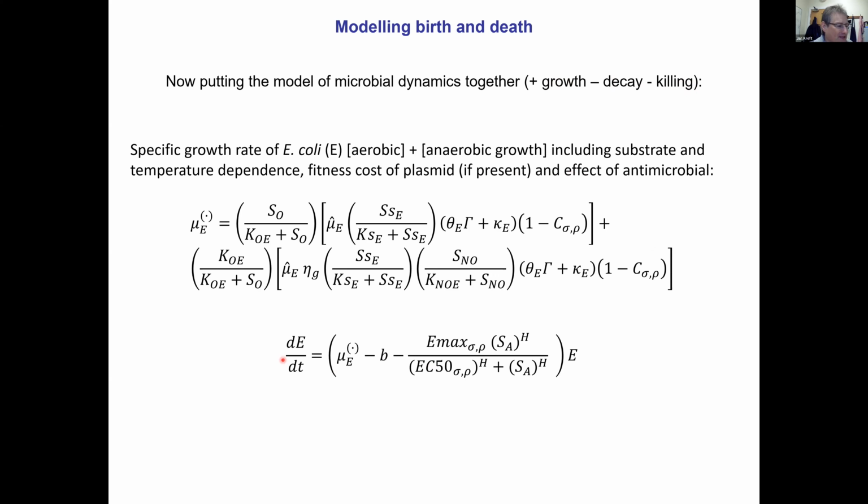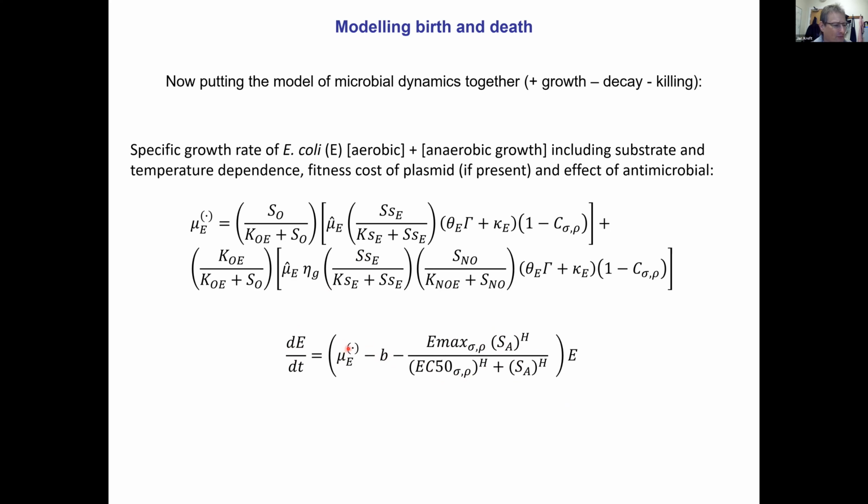So let's start here at the bottom. We have the rate of change of, let's say, E. coli here, dE/dt. This is our specific growth rate, which you know depends on substrate concentration and other things, and we come back to this. And this is our decay rate, minus B. This is our decay due to a variety of mortality factors. And this is our dose response curve for the antibiotic concentration SA. So this describes the rate of change of our E. coli population: growth minus decay minus killing.